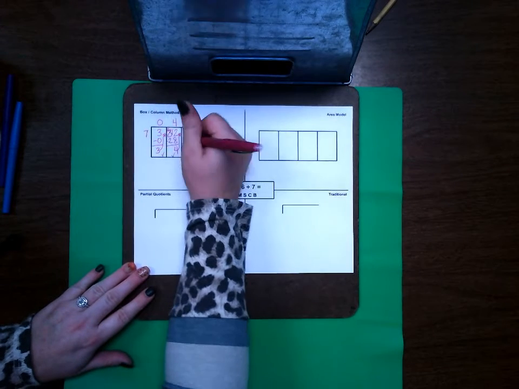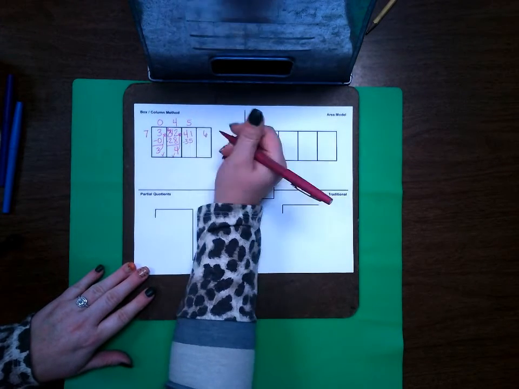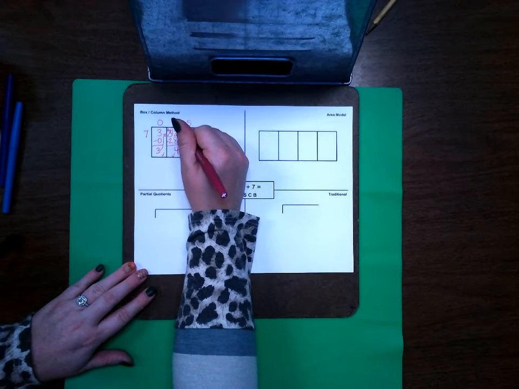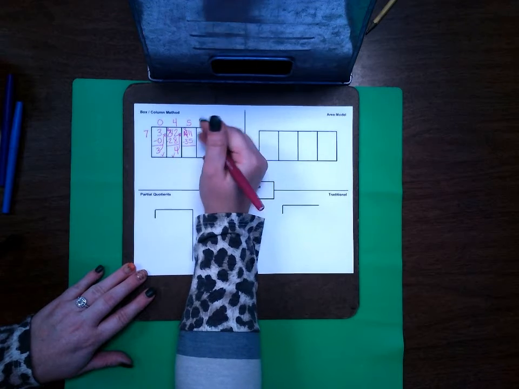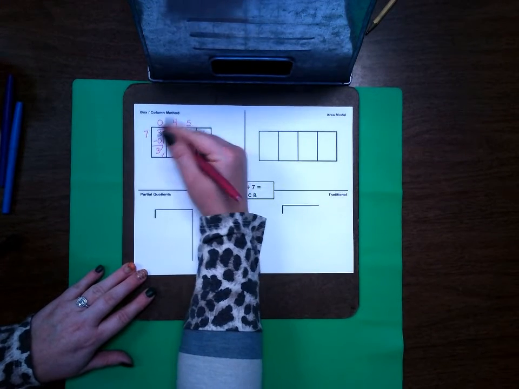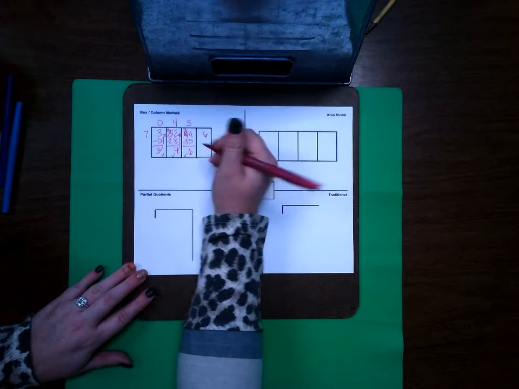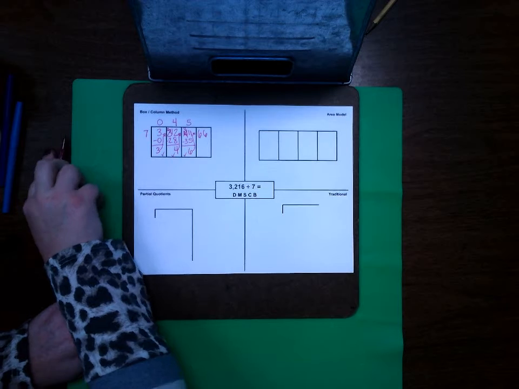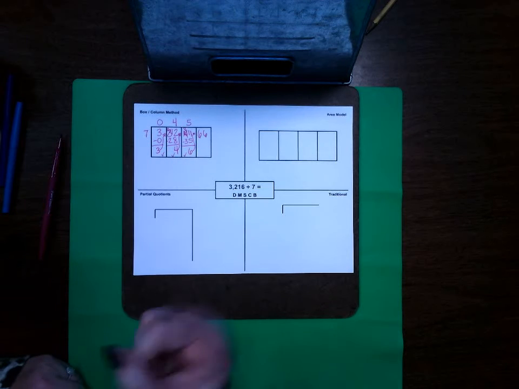5 times 7 is 35. So I subtract. I cannot do 1 minus 5, so I regroup and it becomes 11. 11 minus 5 is 6. Is 6 smaller than 7? Yes, it is. Now I bring it up to join the other 6. Now I'm ready to skip count again.